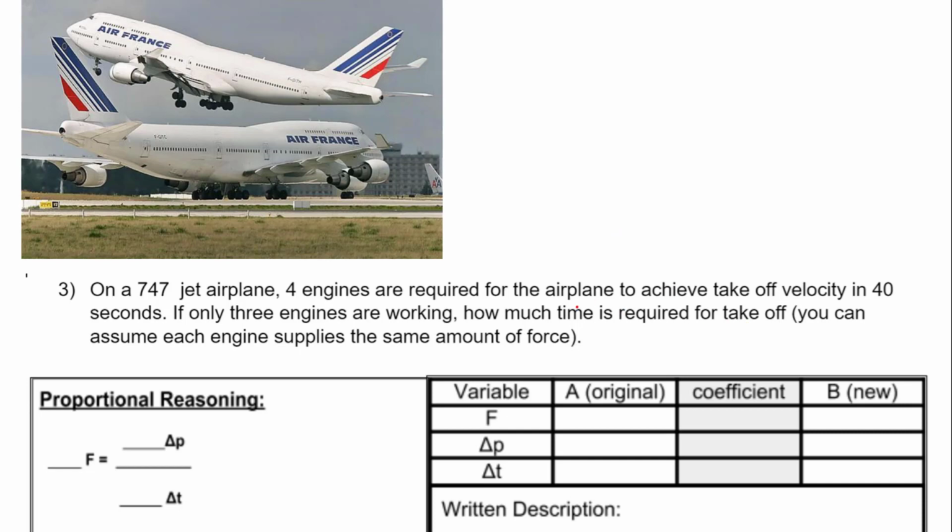So we're looking for how much time. In our proportional reasoning, I'm going to go ahead and circle that. How much time? Let's see what we know. Our force: originally we had 4 engines of force. Now we only have 3 engines. Our coefficient for that would be 3/4, or another way we could say it is 0.75.